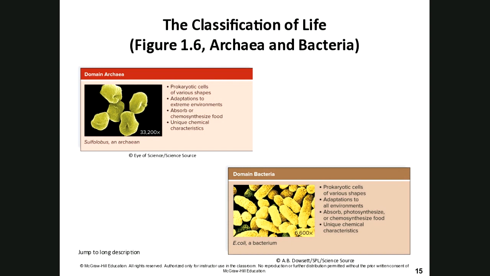Bacteria are also prokaryotic cells that have various different shapes to them. They can be rod shaped, which we call bacillus, or they can be cocci, which are ball shaped. They can also adapt to different environments. There are even some bacteria that can use sulfur as their food source, or they can use petroleum as their food source and make energy out of that. They can go through photosynthesis, they can chemosynthesize food, and they also have an abundance of unique chemical characteristics.